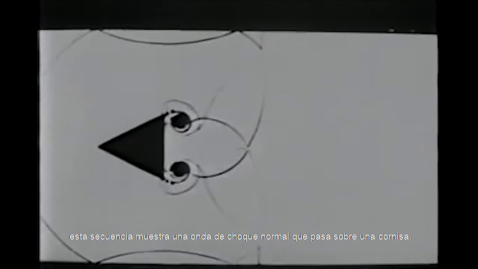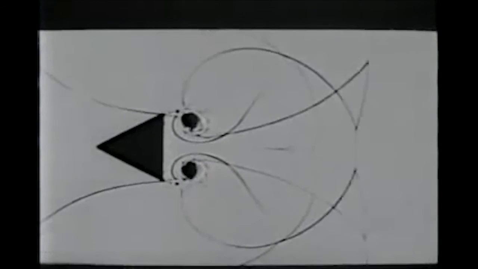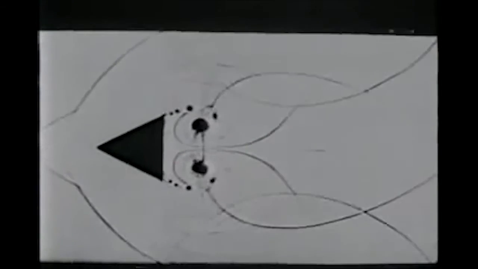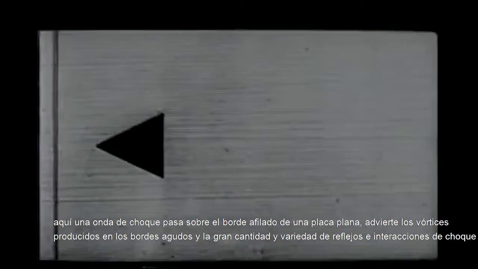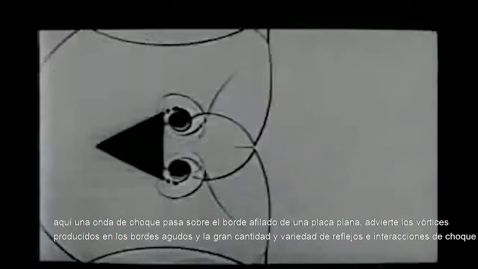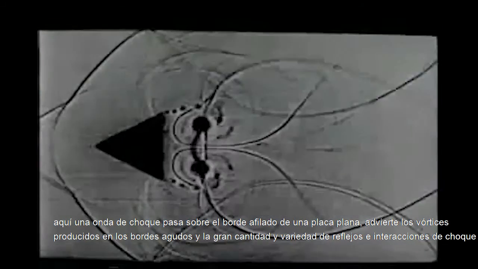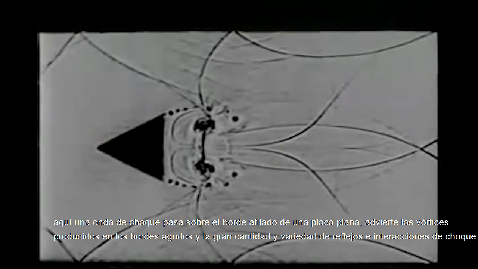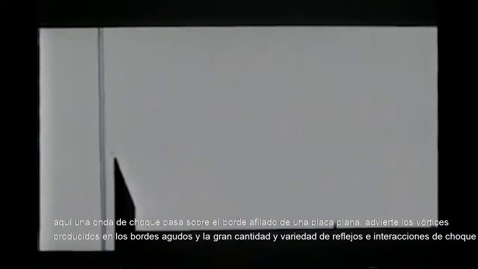So far we have concentrated on one-dimensional waves. Two- and three-dimensional waves involve the same basic concepts, but can become very much more complicated. These remarkable pictures were taken at nearly 400,000 frames per second. This sequence shows a normal shock wave passing over a wedge. Here, a shock wave passes over the sharp edge of a flat plate. Notice the vortices produced at the sharp edges and the great number and variety of shock reflections and interactions.